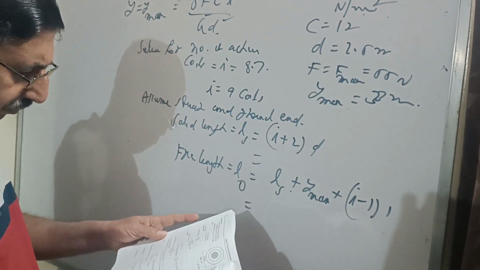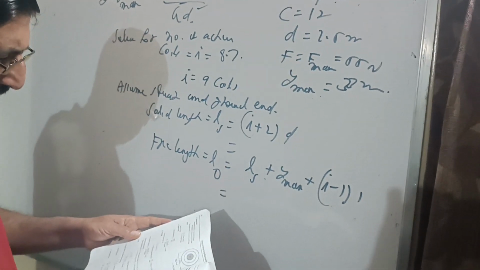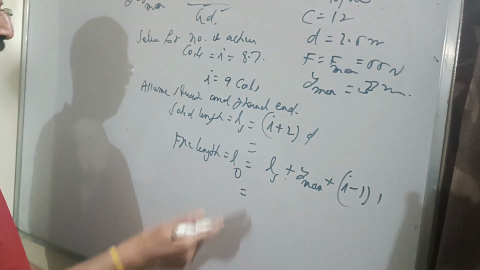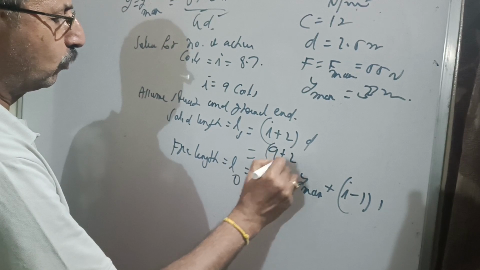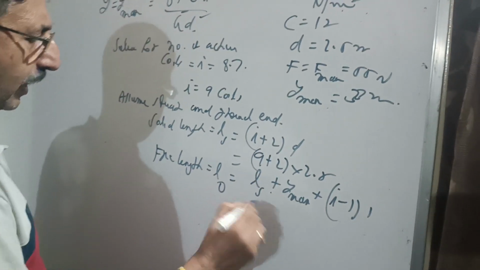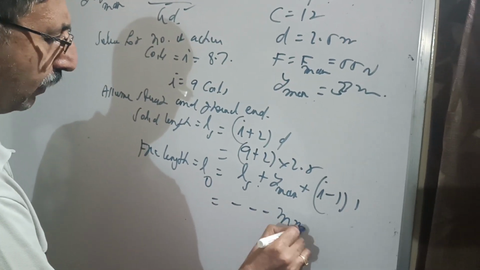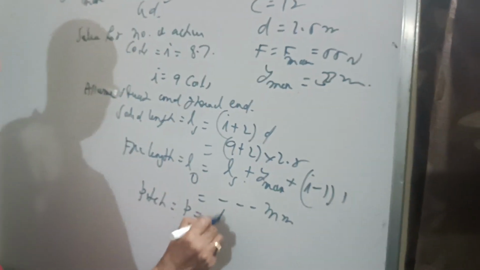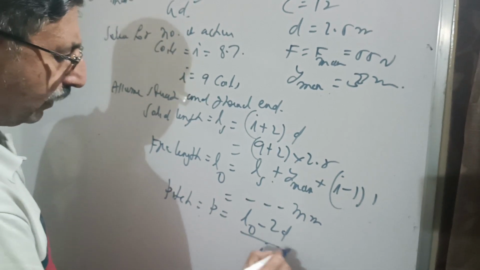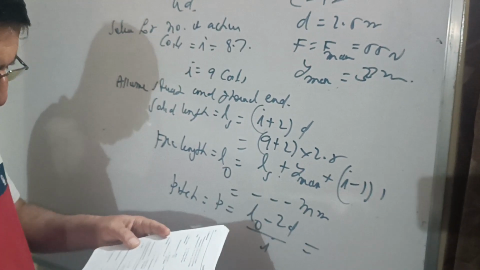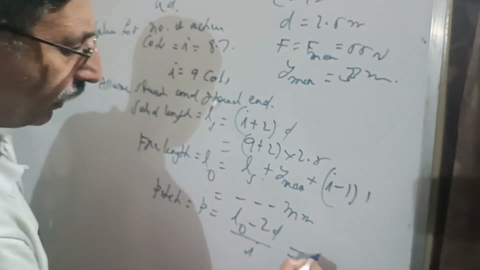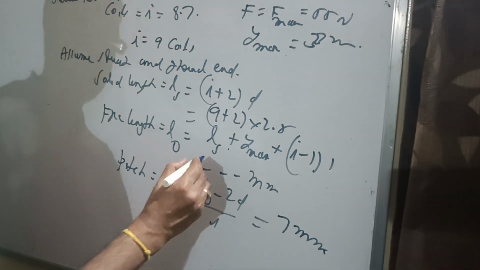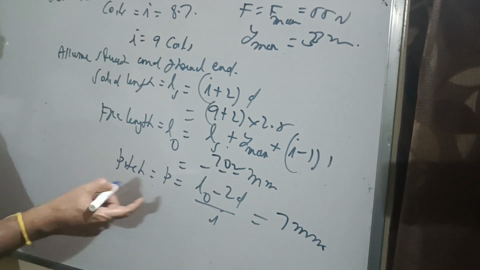Solid length, I think he has not done that. Anyhow, no problem, you please calculate this, that is 9 plus 2 into 2.5, all those things. Now please do these calculations. In millimeter, I will get free length, and then pitch. What is pitch? L0 minus 2D by I. You solve for pitch, approximately pitch will be around 7 millimeter, and free length will be around 70 millimeter, approximately. Okay, now I got pitch.